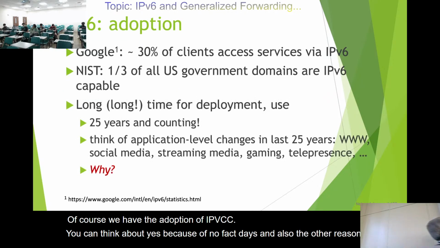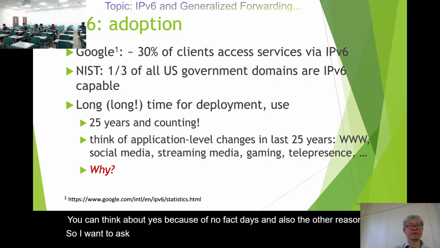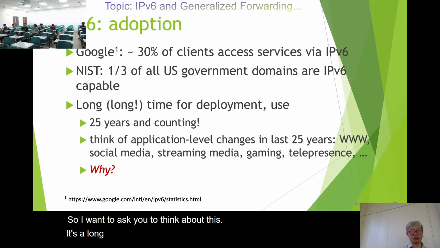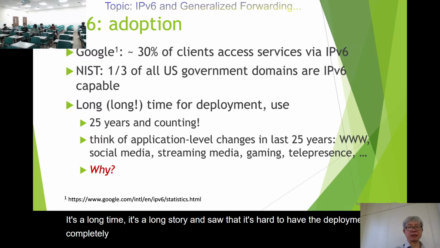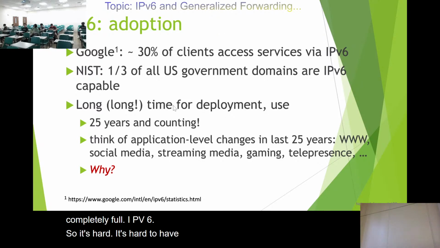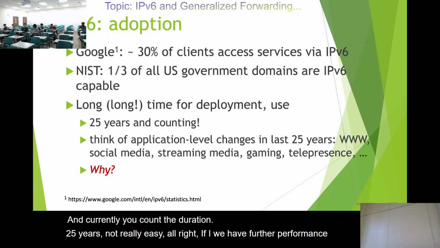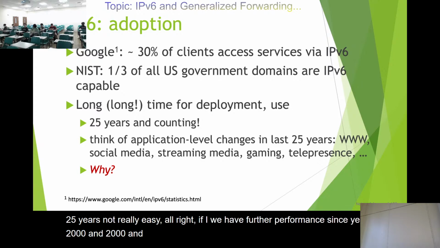So, we want to ask you to think about this. It's a long story, and it's hard to have the deployment completely for IPv6. Currently, if you count the duration, 25 years, not really easy. All right. In fact, we have had the deployment since year 2000 and currently we have 25 years.